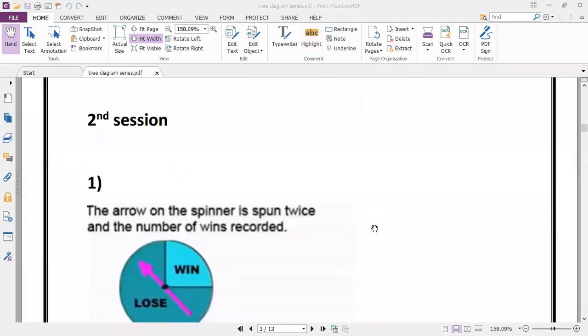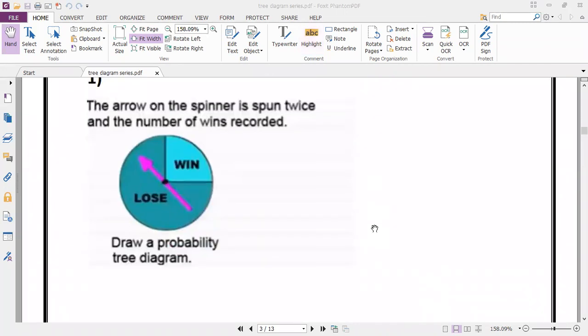Abdullah, read this one. The arrow on the spinner. The spinner is spun twice, and the number of wins is recorded. But what is the difference between this question and the previous one? Here we are going to draw a probability tree diagram. The previous one we have drawn the tree diagram, but in this case we are going to draw a probability tree diagram.